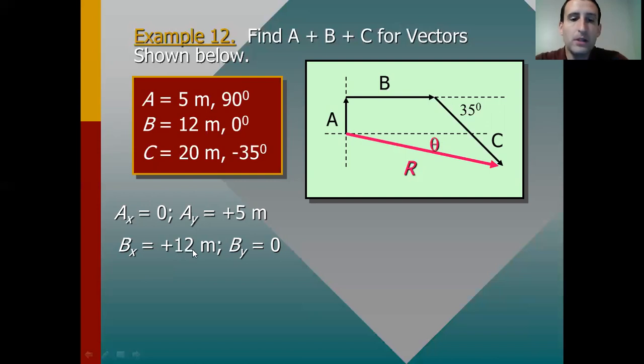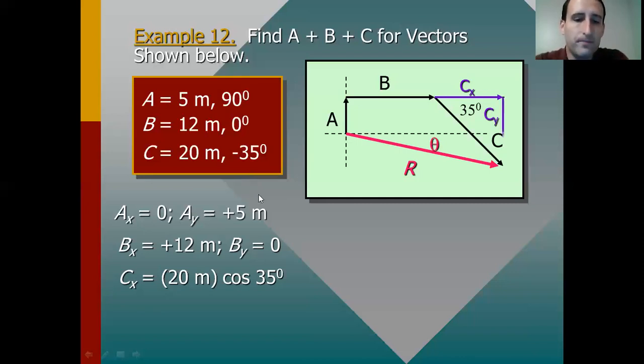So B was plus 12 in the x component and 0 in the y. And then finally C, we're going to have to solve, right? We're going to have to solve this triangle to find the x component and the y component of C. And that's what we're learning this chapter, is how to decompose vectors, right triangles to find the sides of the triangle, and then how to reconstruct them. So it's going to be 20 cosine of 35. Here's your 35. The x is next to it, so the x is going to be cosine this time, and the sine is going to be the y.